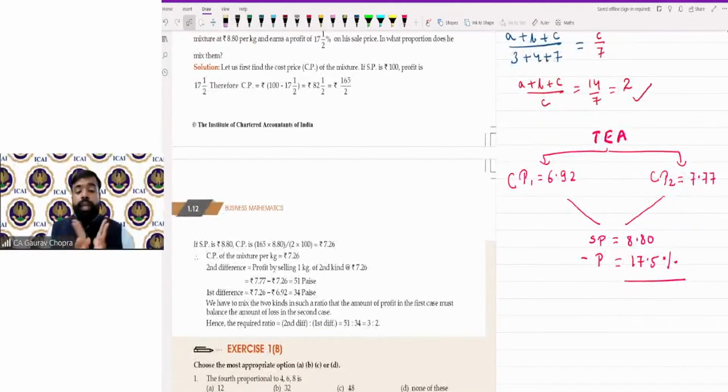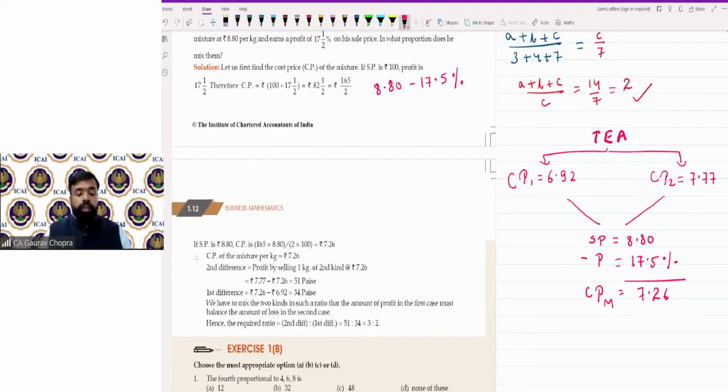So what do you have to try on the calculator? Type 8.80 minus 17.5 and then press the percentage sign. 8.8 minus 17.5%. You will get the value as 7.26. This is the cost price of the mixture. Okay. This is the first step.